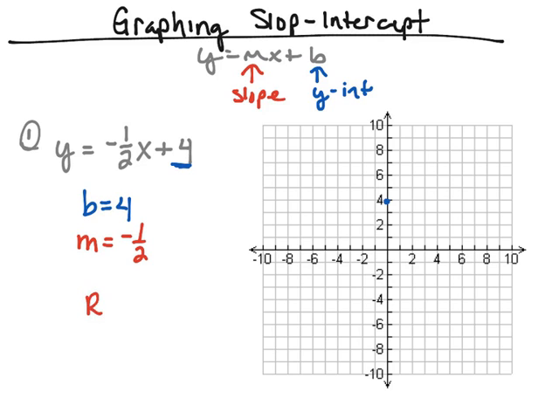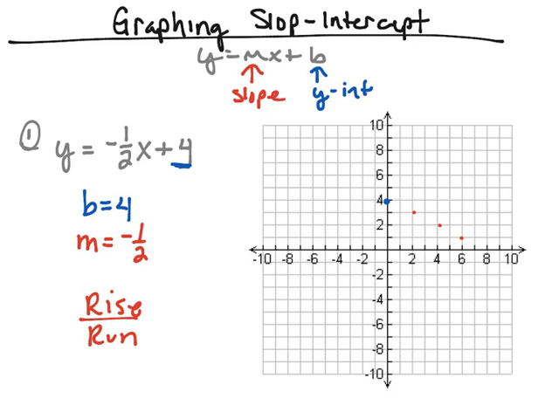Again, slope is defined as rise over run. Therefore, in this case, because it's a negative, what we're going to do is we're going to go down 1, and then we're going to go over 2 to the right. So I'm going to go ahead and do that from my y-intercept. I'm going to go down 1, 2 to the right. And I'm going to repeat this process so that I get more dots, because the more dots I have, the more accurate my line is going to be. I'm going to go down 1, 2 to the right.